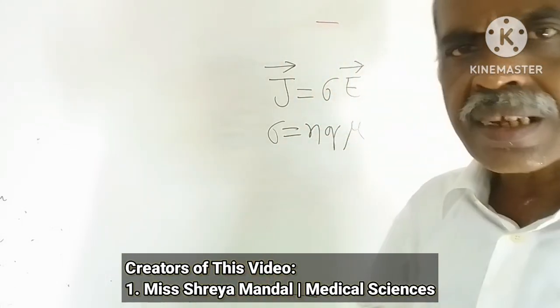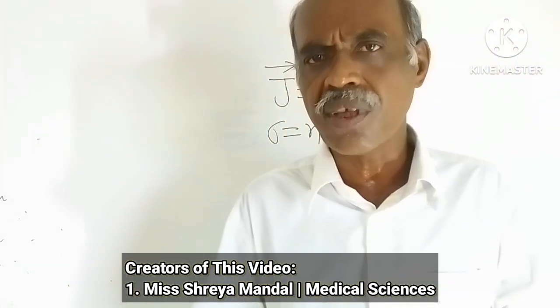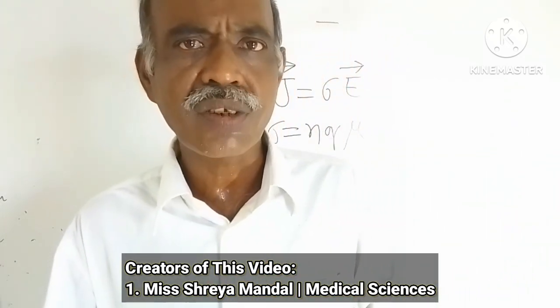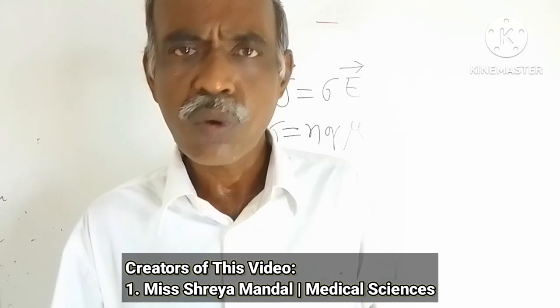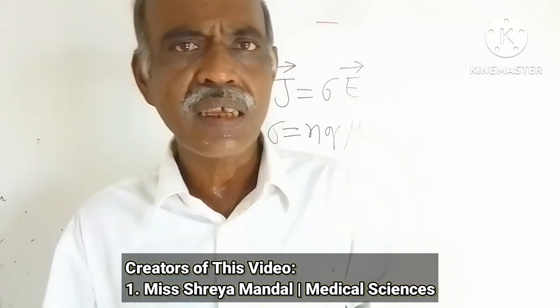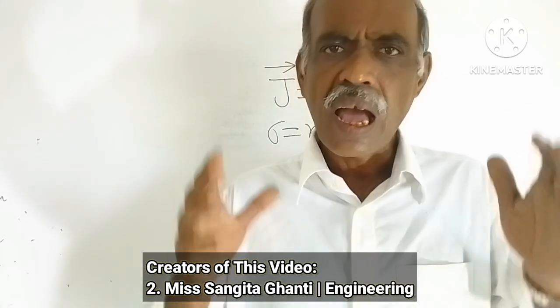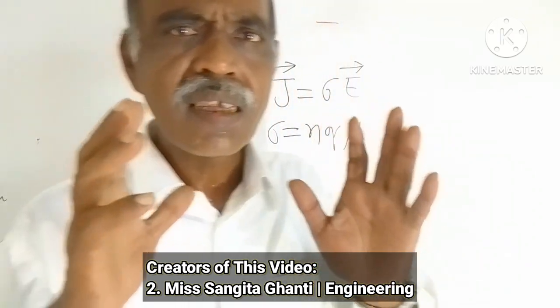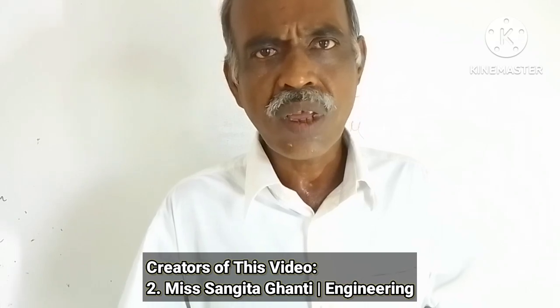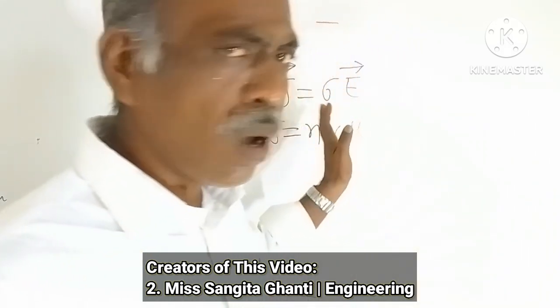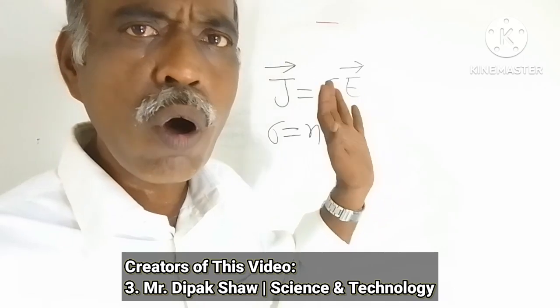Next, on the right hand side you can see E. E represents the electric field, which is expressed as force per unit charge, and its unit is volt per meter. And sigma represents the conductivity of the material, meaning it is material dependent. Sigma is expressed as Siemens per meter. So this is the equation for microscopic Ohm's law.